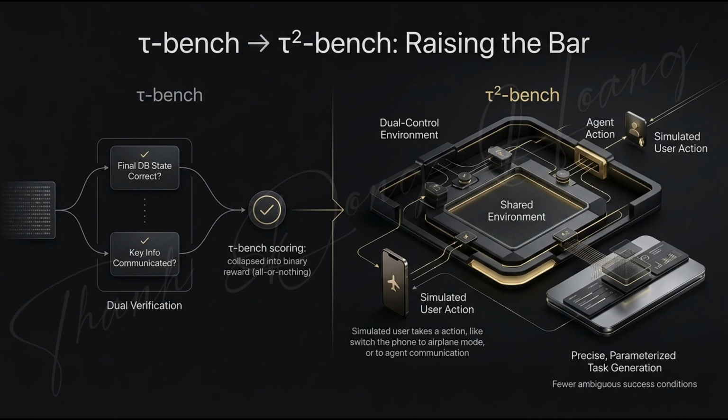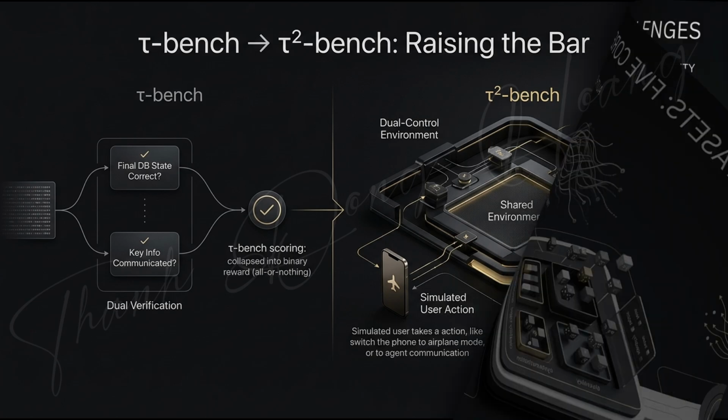More advanced versions of this approach add a dual control environment, where the simulated user can also take actions in the shared environment. For example, actually switching their phone to airplane mode when the agent tells them to. That's much closer to real technical support, where you need the human on the other end to actually do something too. These frameworks also tighten task generation, so success conditions are less ambiguous.